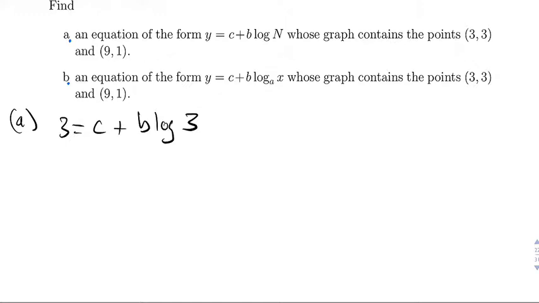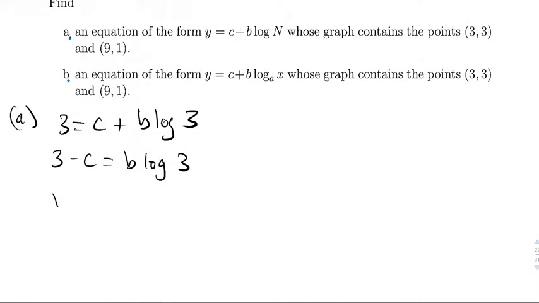Actually, I'm going to try something different. I'm going to solve for b here. If I solve for b, I'll get 3 minus c equals b log 3. Right? Then I divide, and b is going to be equal to 3 minus c divided by the log of 3. Okay? So now if this is my b in the first one, then I can go and plug it into the second equation.